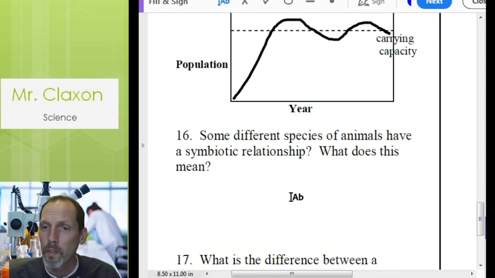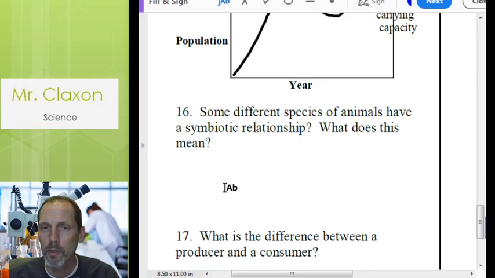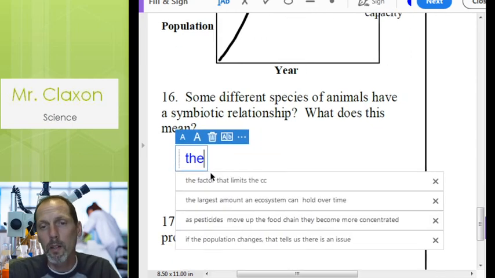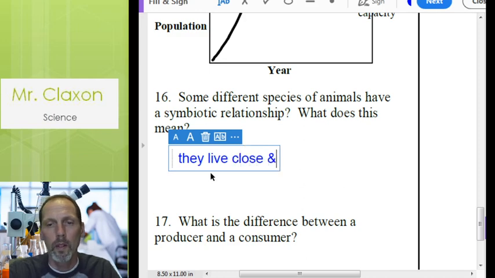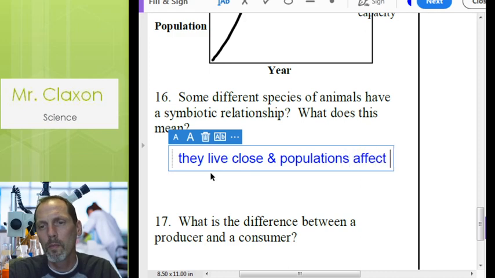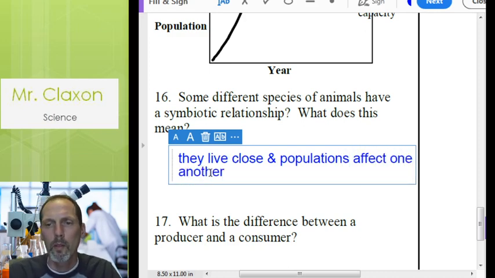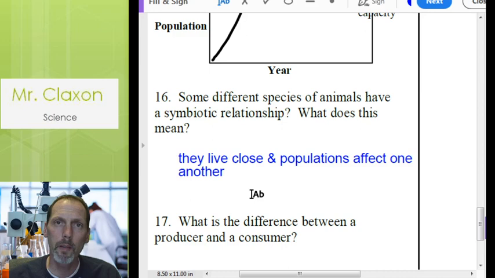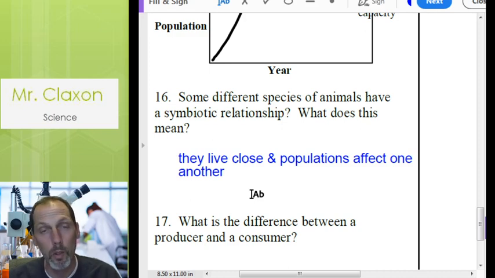All right. Some different species of animals have a symbiotic relationship. What does this mean? They live close together, and their populations affect one another. So symbiotic, we said clownfish and sea anemone, Nemo had trouble saying that too. Or the shark and the remora, or these parasites. So there's different kinds. I'm not going to ask you a lot about those, but I want you to know what symbiosis is and maybe one example.